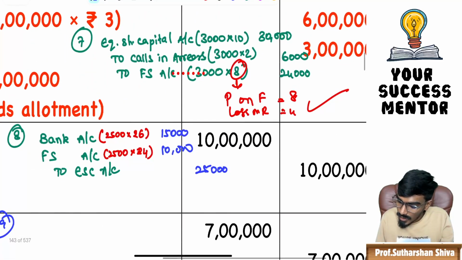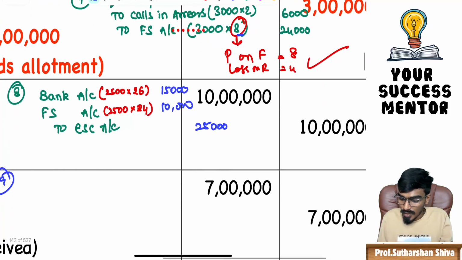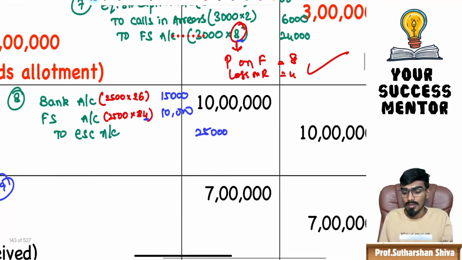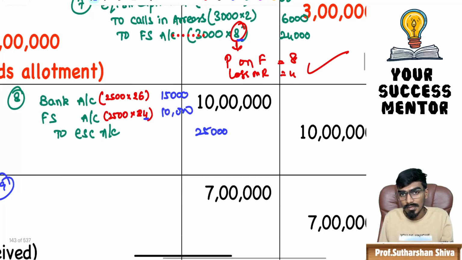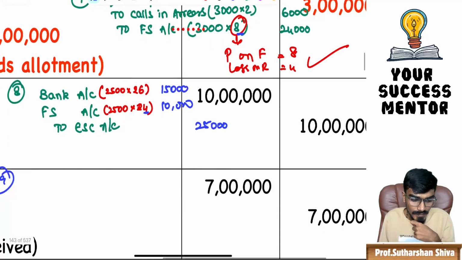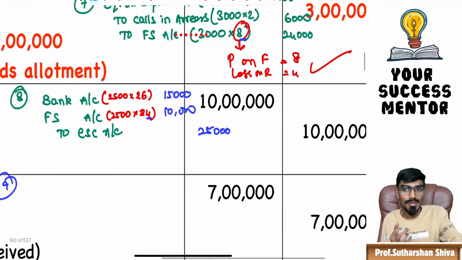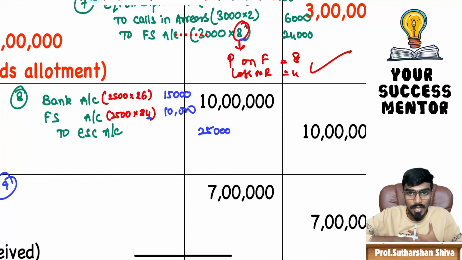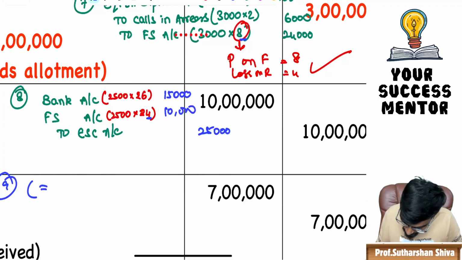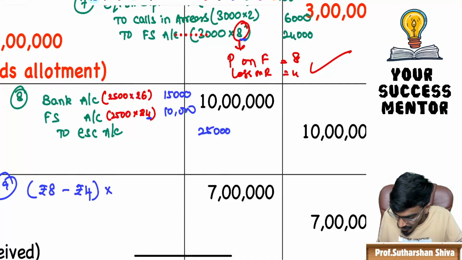Now you guys think and tell me. 8 rupees is my profit. How much did I lose? 4. Correct? Yes, sir. How much is the net gain for one share? 8 rupees is a profit, 4 rupees I lost. What is the net gain? 8 rupees minus 4 rupees. For one share, it is like that. For how many shares am I reissuing? 2,500. You will be getting what? 10,000. This is one method.